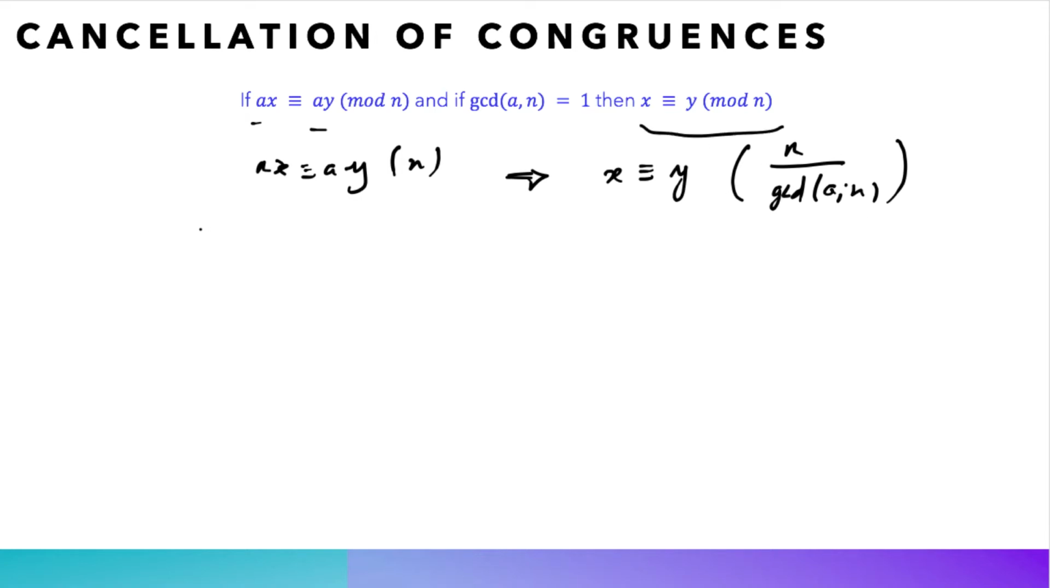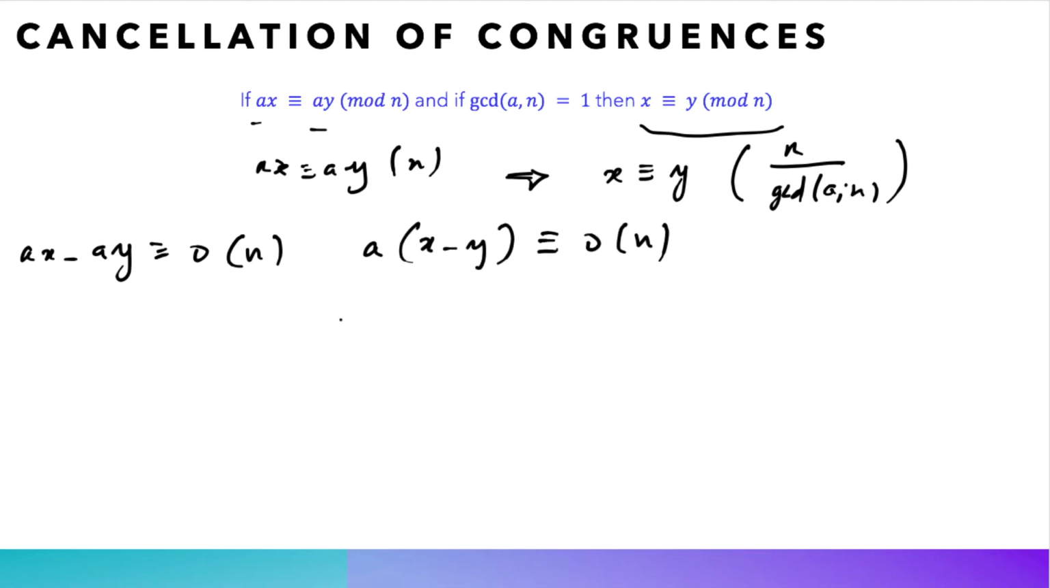This is actually a straightforward proof because if AX is congruent to AY modulo n, one gets that AX minus AY is congruent to 0 modulo n, or equivalently A times (X minus Y) is congruent to 0 modulo n, and this means actually that n must divide A times (X minus Y).